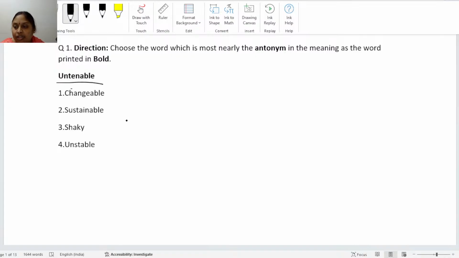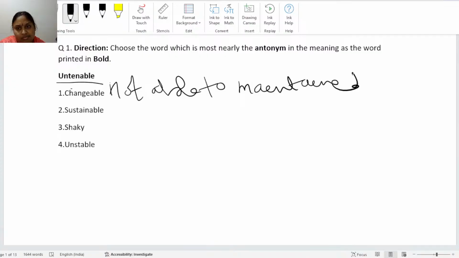Here, not able to maintain. So the meaning of untenable is not able to maintain.